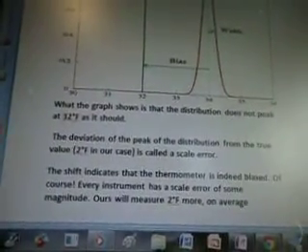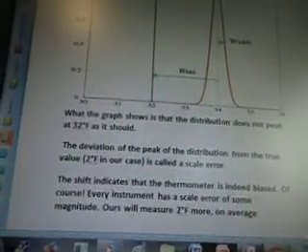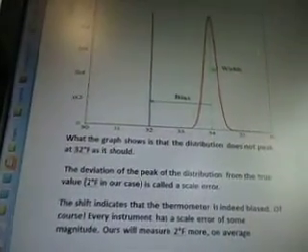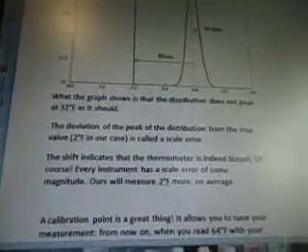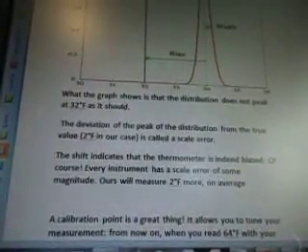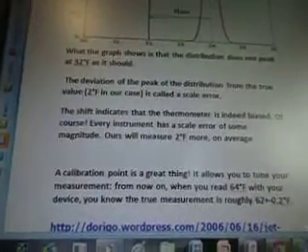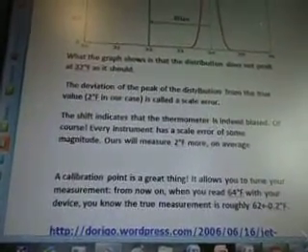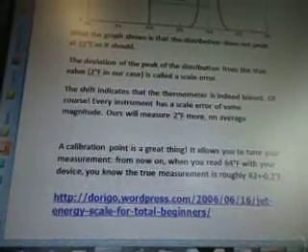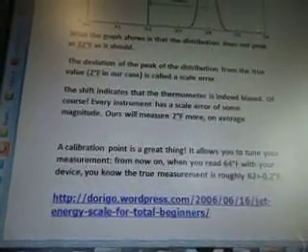What the graph shows is that the distribution does not peak at 32 degrees Fahrenheit as it should. The deviation of the peak of the distribution from the true value, 2 degrees Fahrenheit in our case, is called scale error. The shift indicates that the thermometer is indeed biased, of course. Every instrument has a scale error of some magnitude. Ours will measure 2 degrees Fahrenheit more on average.